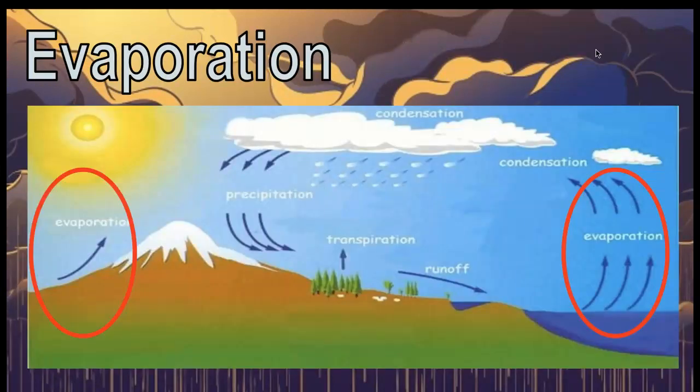So let's talk about each stage individually. On the picture, you see evaporation here. You see the sunshine heating up things, and you see that water can evaporate from land here, or it can evaporate from oceans. The main source that you're going to see evaporation from is the oceans, because the oceans cover the majority of Earth.